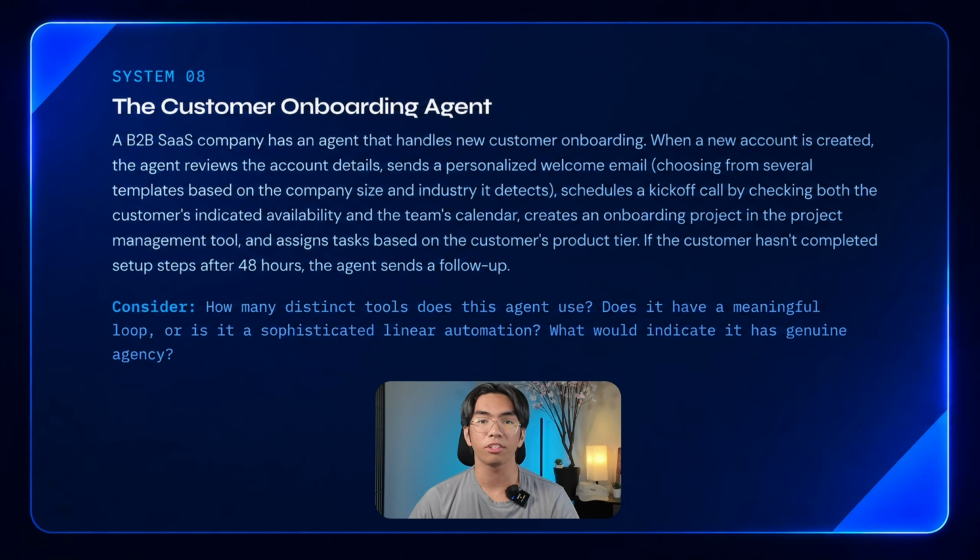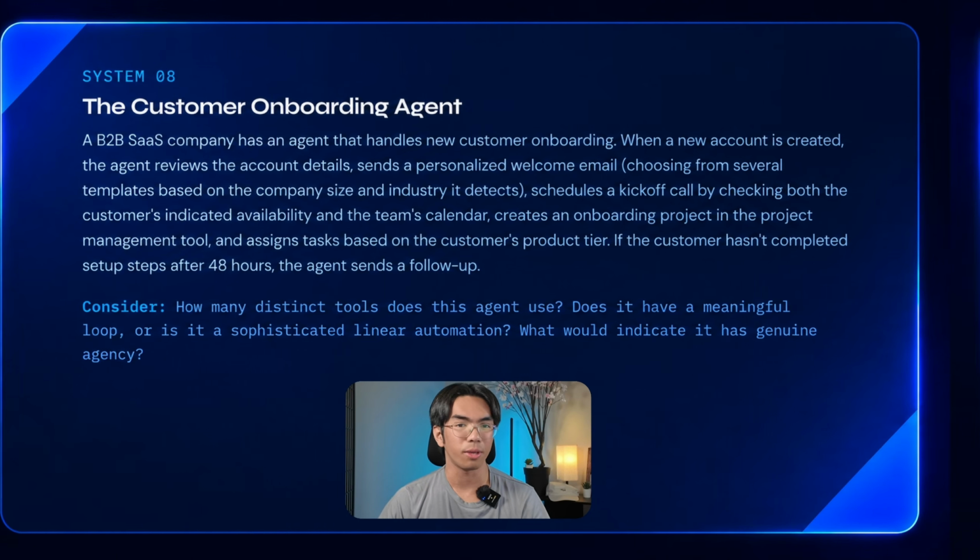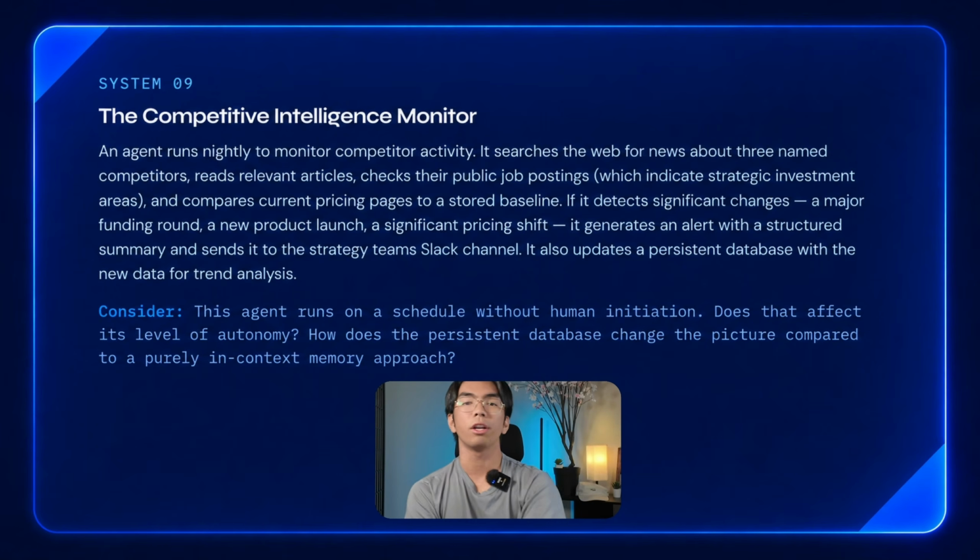Is this a real loop or a very sophisticated linear automation? That's the debate. System 9, the competitive intelligence monitor. It runs nightly, watches competitors, detects significant changes, alerts Slack, and updates a persistent database. Two things to chew on. Does running on a schedule change its autonomy? And how does that persistent database change the picture versus pure in-context memory?